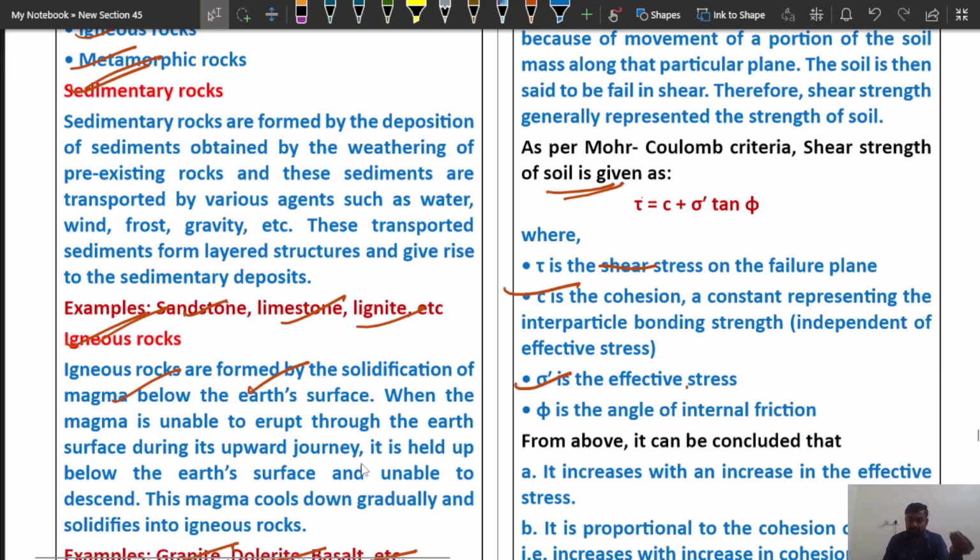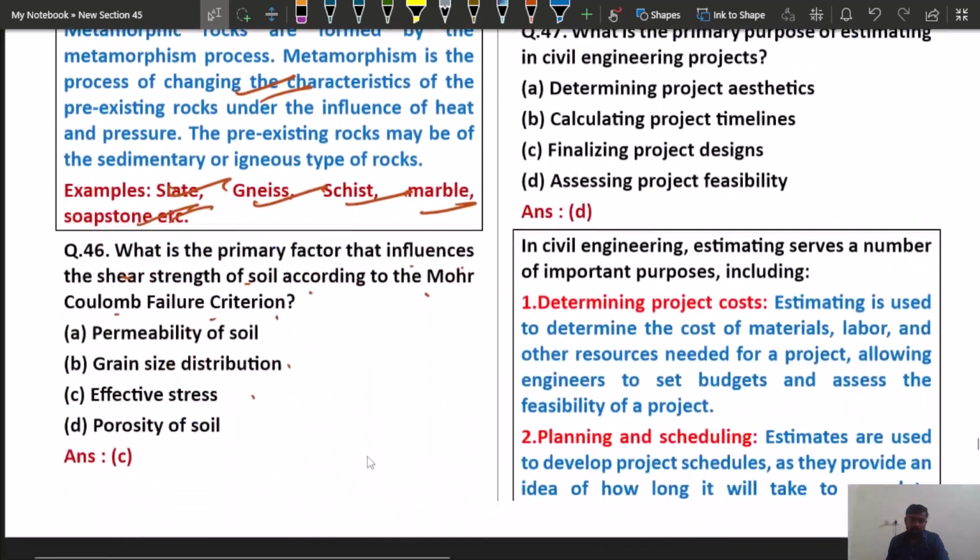So from this equation we analyze that the Mohr-Coulomb criterion gives the shear strength, which is affected by the cohesion, by the effective stress, and by the internal friction angle. So here the correct option will be effective stress. So option C is correct. Now proceed to the next question.